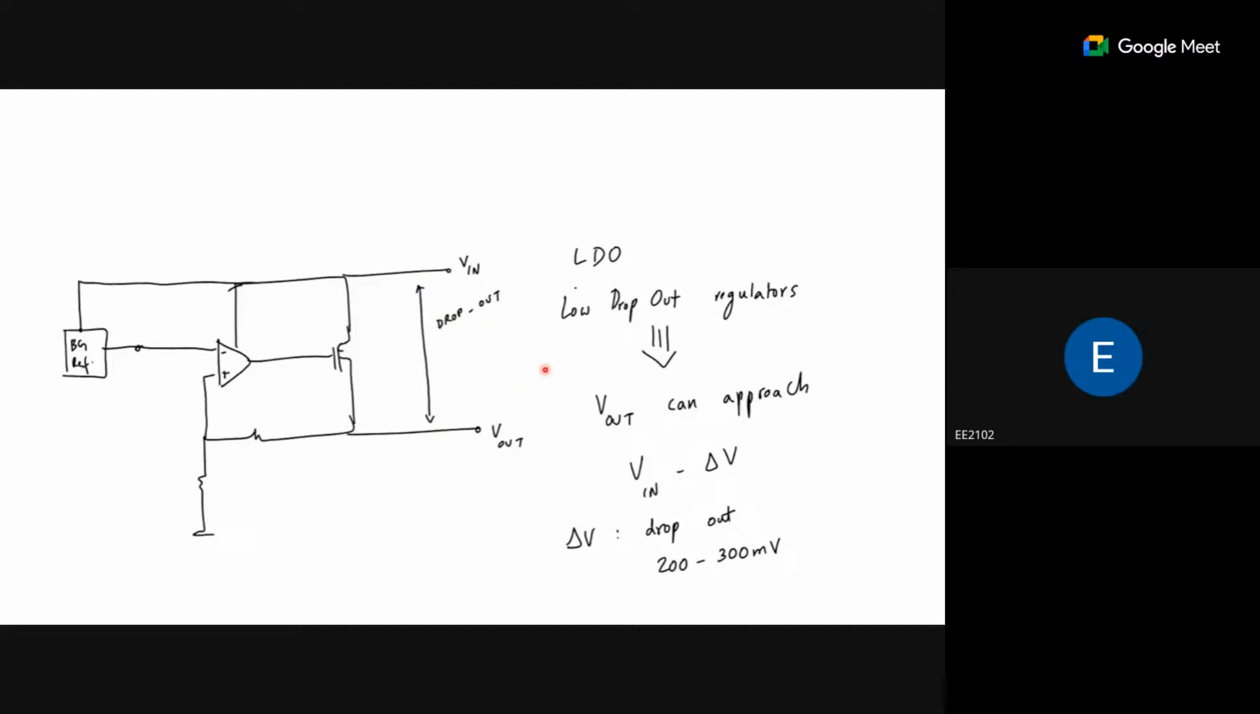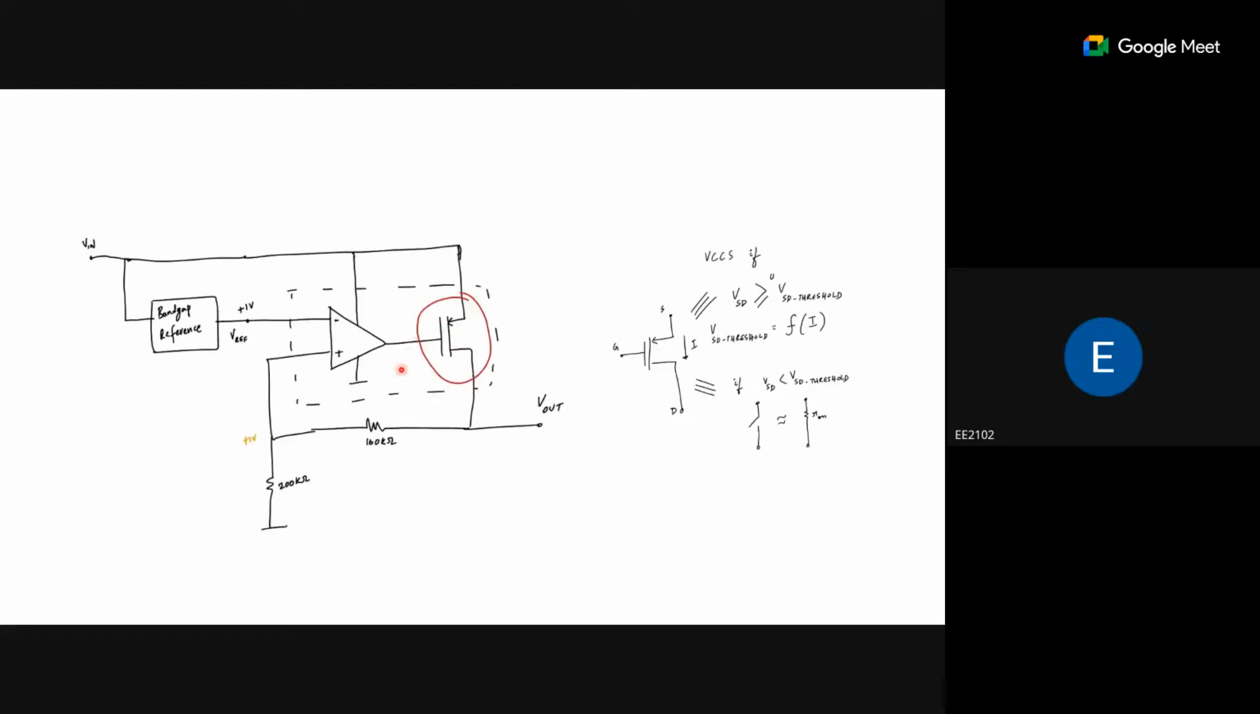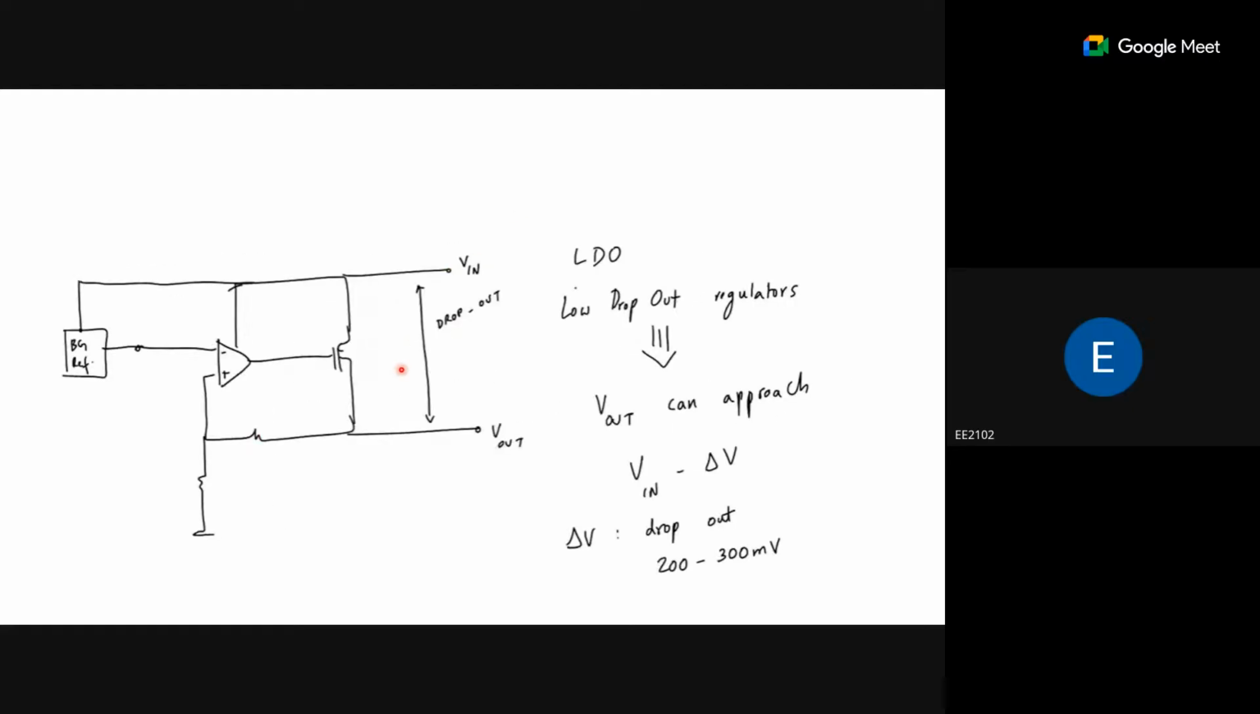If this dropout voltage increases, then the performance of the regulator will not be good. If this dropout voltage is as small as possible, then only you can say that this LDO, low dropout regulator, is performing better. And we can see that this circuit diagram and the previous circuit diagram are almost the same. The only thing is that here we are going to see how the dropout is happening.